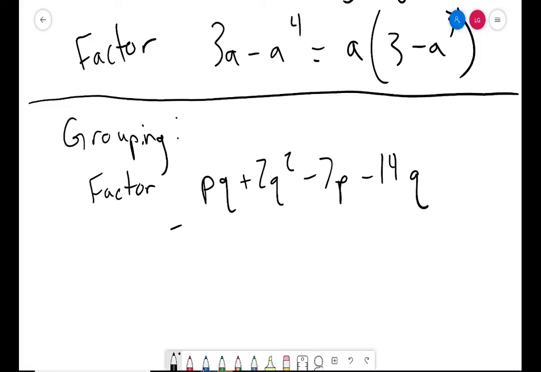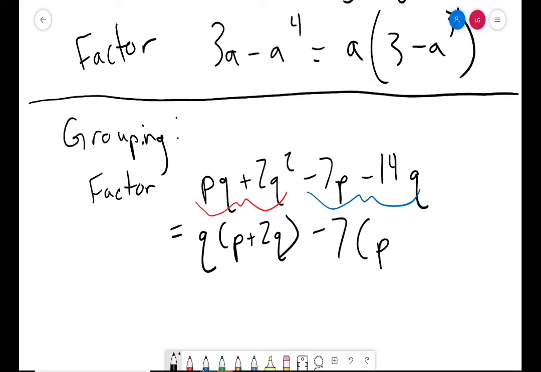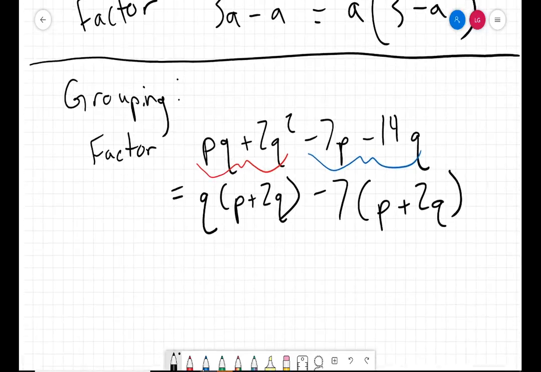So what happens here is kind of interesting. I won't reorder in this case, and I'll look at the first two terms here and say, what comes out of that? Well, they have a q in common, and what's left there is p plus 2q. And then I look at the second two terms and say, what do they have in common? They have a minus 7 in common, and what's left is p plus 2q. So I'll pause right there.